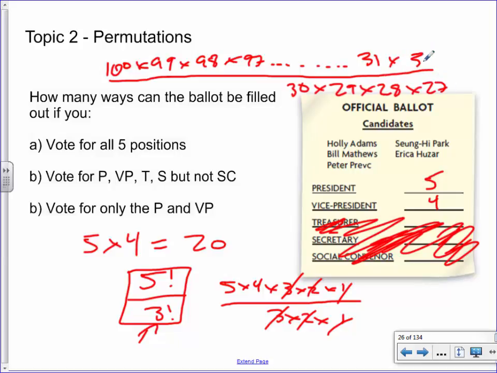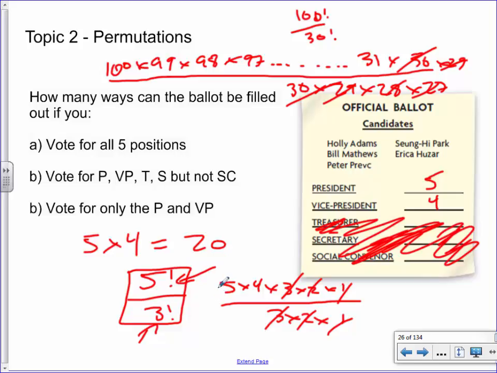And those are going to be the ones right here that are going to get canceled. Does that make sense? So in that scenario where there's 100 kids, 70 of them get a prize, a faster way of writing that would be this: 100 factorial divided by 30 factorial. The 100, how many kids are there total? The 30, how many don't make the team?